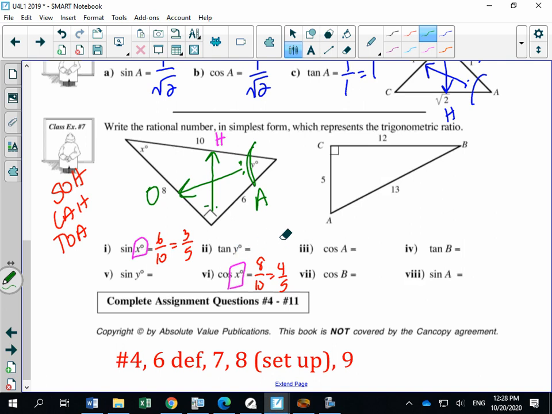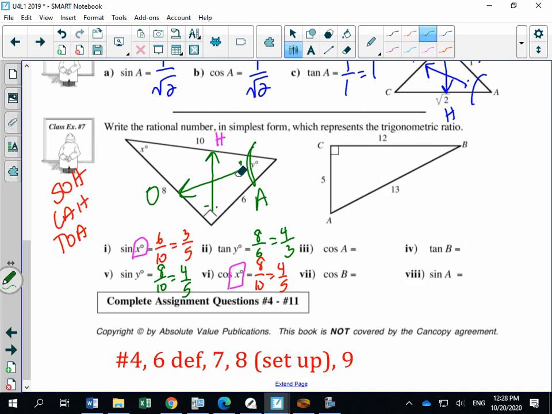8 over 6, which is 4 over 3. Yep. Sine of angle Y. Luke N, what's the sine of angle Y? 8 over 10 is correct. And what does that reduce to? 4 over 5, yes.